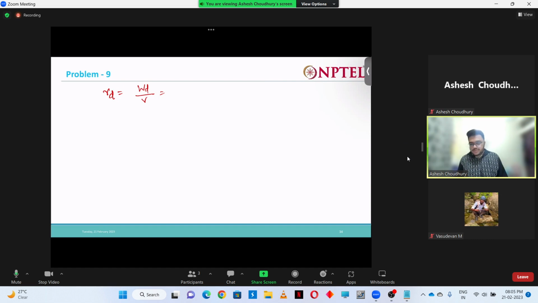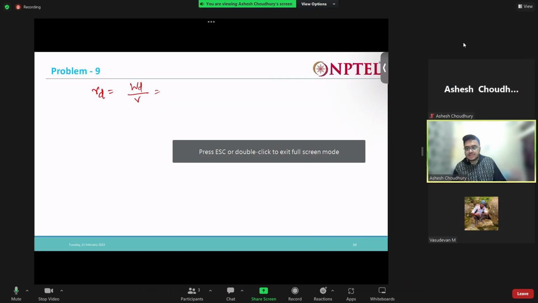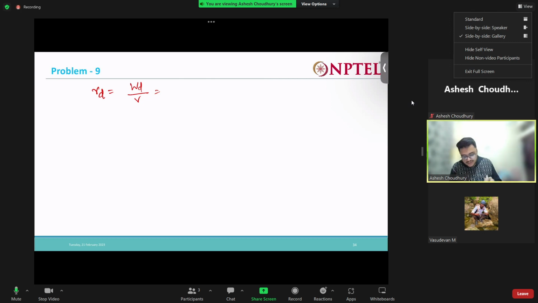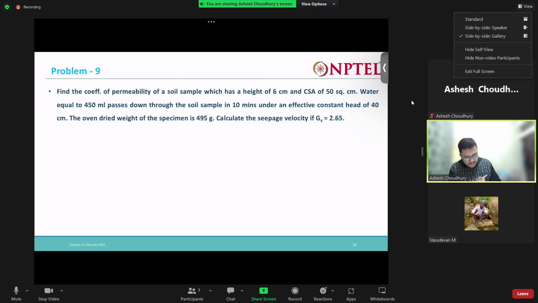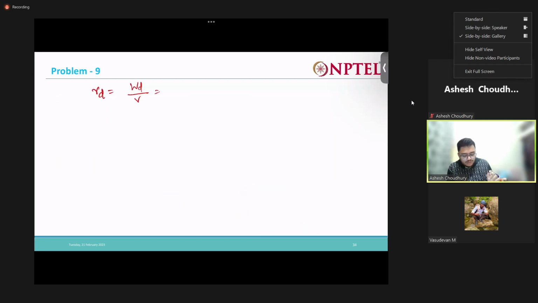So what is my dry density? The dry weight was given, right? 495. So 495 divided by volume. Now volume is also known. So 495 divided by volume, which means area is given, 50 centimeter square, into length 6. It will be nothing but 1.65 gram per cc.